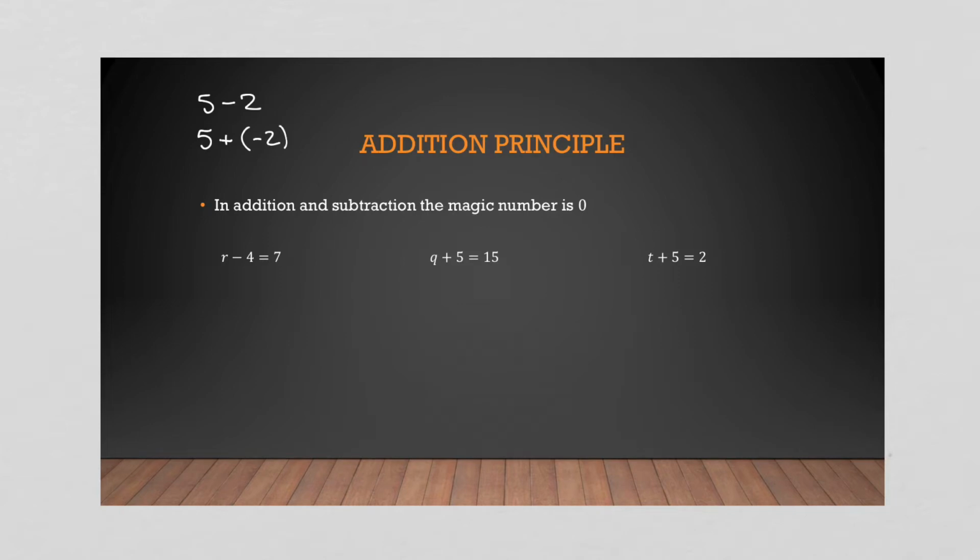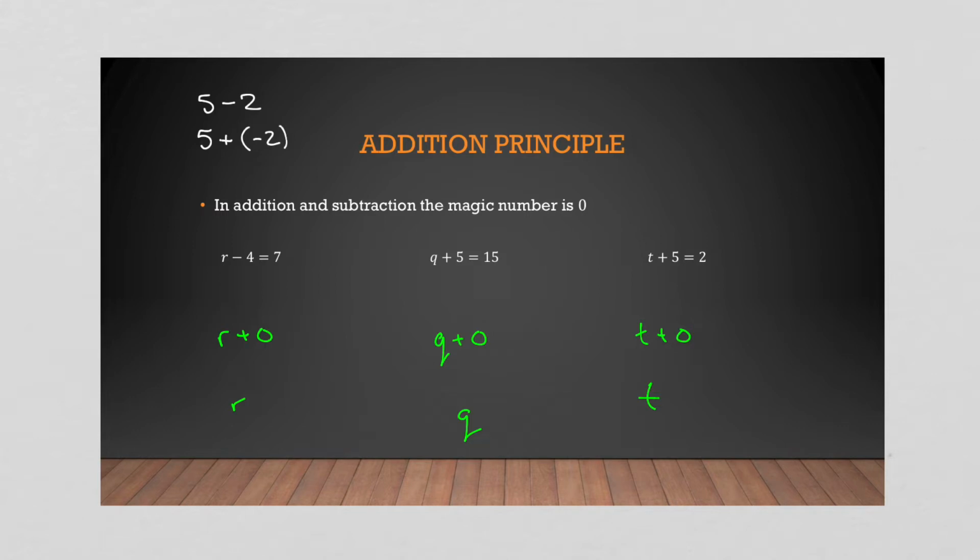But the goal here is whatever we're doing to the variable. You can see in this case we have r minus 4, in this case we have q plus 5, and in this case we have t plus 5. The goal is to end up with 0 on the side with the variable, right? We want r plus 0, we want q plus 0, we want t plus 0, because that's just r, q, and t. So how do we get to 0? In the addition principle, we are trying to get to 0.